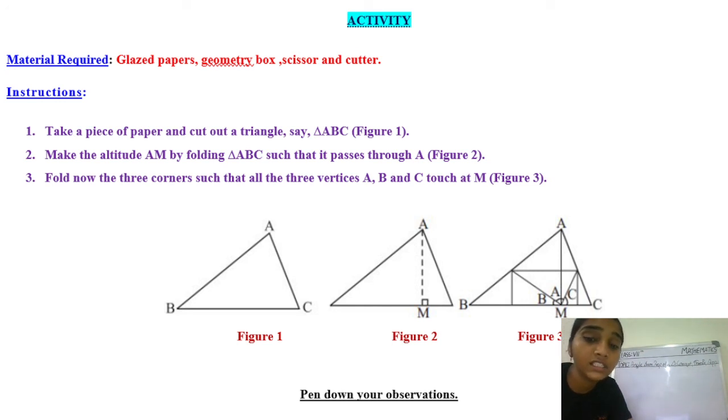Then fold the three corners, students. Fold A, fold C, fold B, and take them to touch M, which is the altitude AM you have drawn. And then you have to pen down your observations, that after folding, what you can conclude from it, whether the angle measurements are coming to 180 degree or not, and by using which concept.